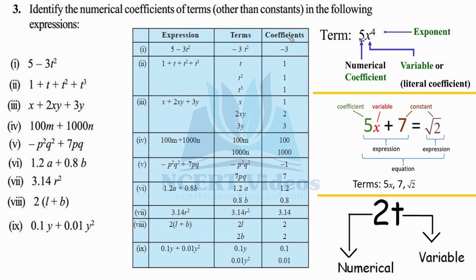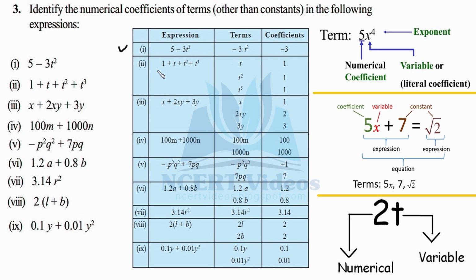Again, we will make 3 columns representing expression, terms, and coefficients, and we will write the questions in rows. So we have written the same. First one is 5 minus 3d square. What are the terms? Here we will only consider numerical coefficients. Therefore, we are not taking 5, although it is a term, but the question says we just have to take numerical coefficients of terms. Therefore, we are taking terms which contain variables as well. So minus 3d square. So we have one numerical coefficient, that is minus 3. Therefore, we are writing minus 3.